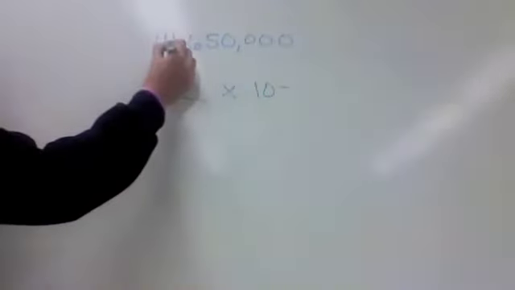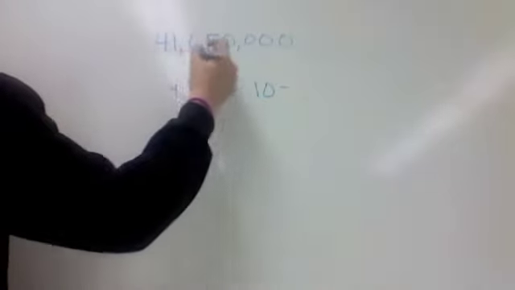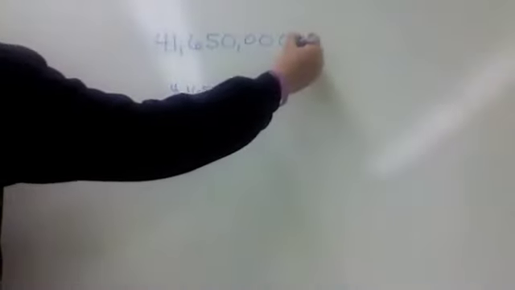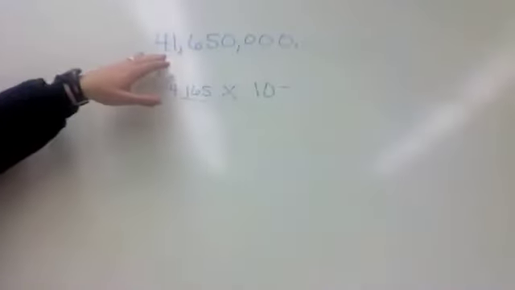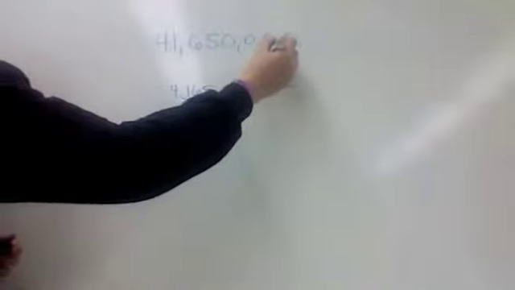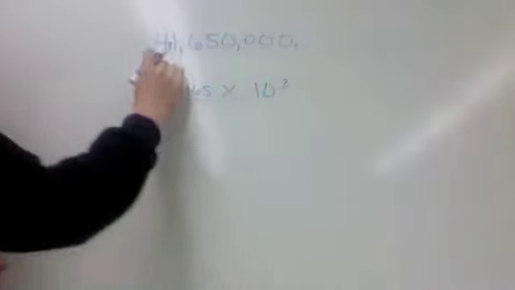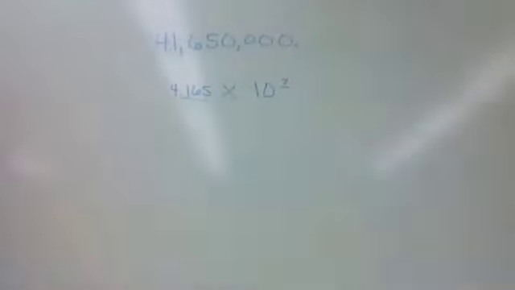The very first thing we're going to do is put our decimal in between the first number and the second number. And so that's going to be our number down here. So we're going to get 4.165 times 10 to some power. Now, if you remember from decimals in the past, our decimal always is out here at the far right. So now we're going to see how many places that decimal has to go from here to here. We're just going to count our places: 1, 2, 3, 4, 5, 6, 7. So 41,650,000 is 4.165 times 10 to the 7th power in scientific notation.